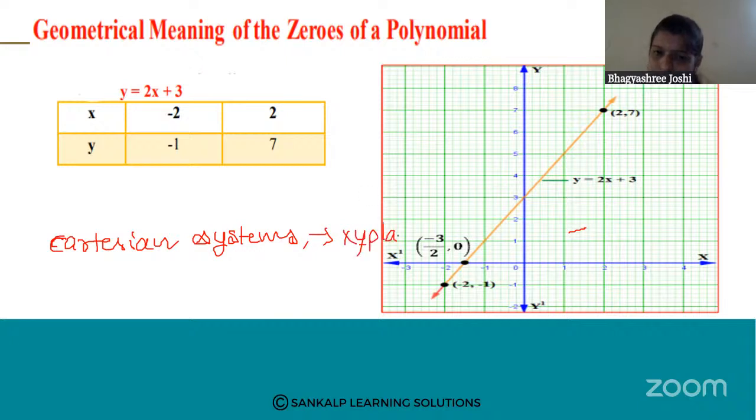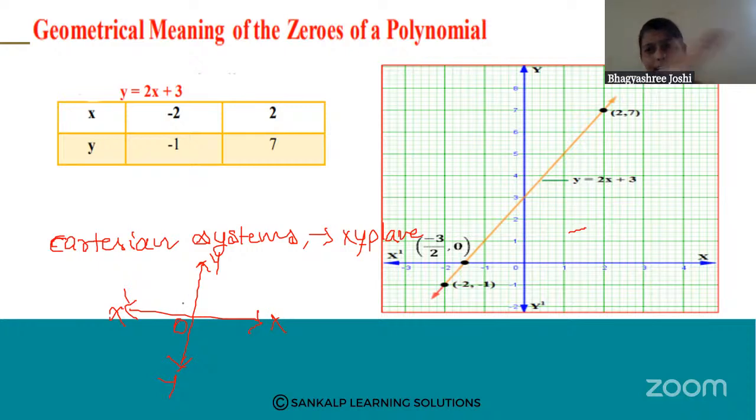Okay, xy plane means what? Here we can observe two axes. That is, one is x-axis and another one is y-axis. This is x-axis, this is y-axis, and where the x and y-axis intersect, that point we call as the origin, and origin is denoted by O. Origin. Okay.